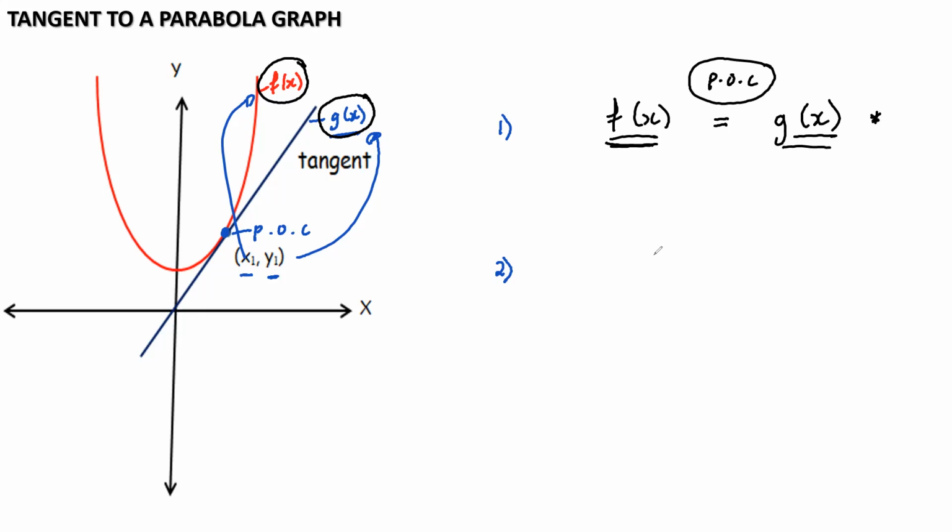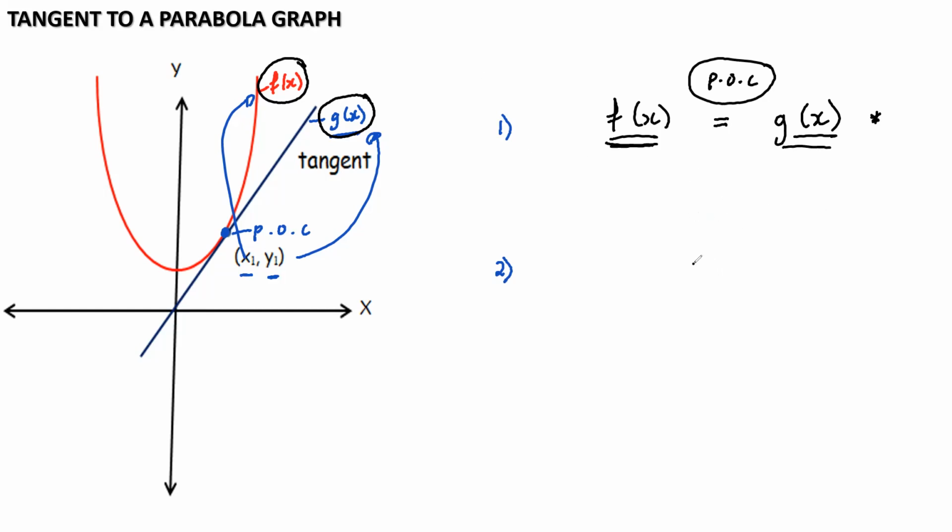That's point number 1. Point number 2, listen to this. Point number 2 says the gradient of the tangent. Since the tangent is a straight line, last time I checked, the equation of a straight line is y is equal to mx plus c, where m would be the gradient of that particular straight line.